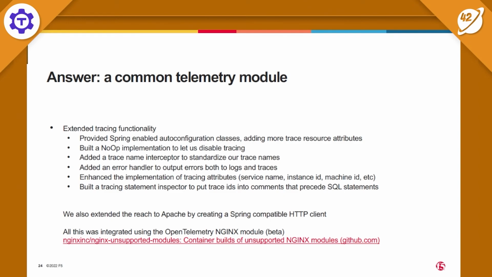We added an error handler so that we could output errors to both logs and traces. This gives us the ability to coordinate back across those pieces. And then we added some additional tracing attributes: a service name, the instance ID, machine ID, and a few others. But we also made sure, in a database world, that we put the trace ID into the comments that preceded our SQL statements. It's really important to know where your SQL statements are coming from, what requests generated them, all the way back to what the user started them looking like here.